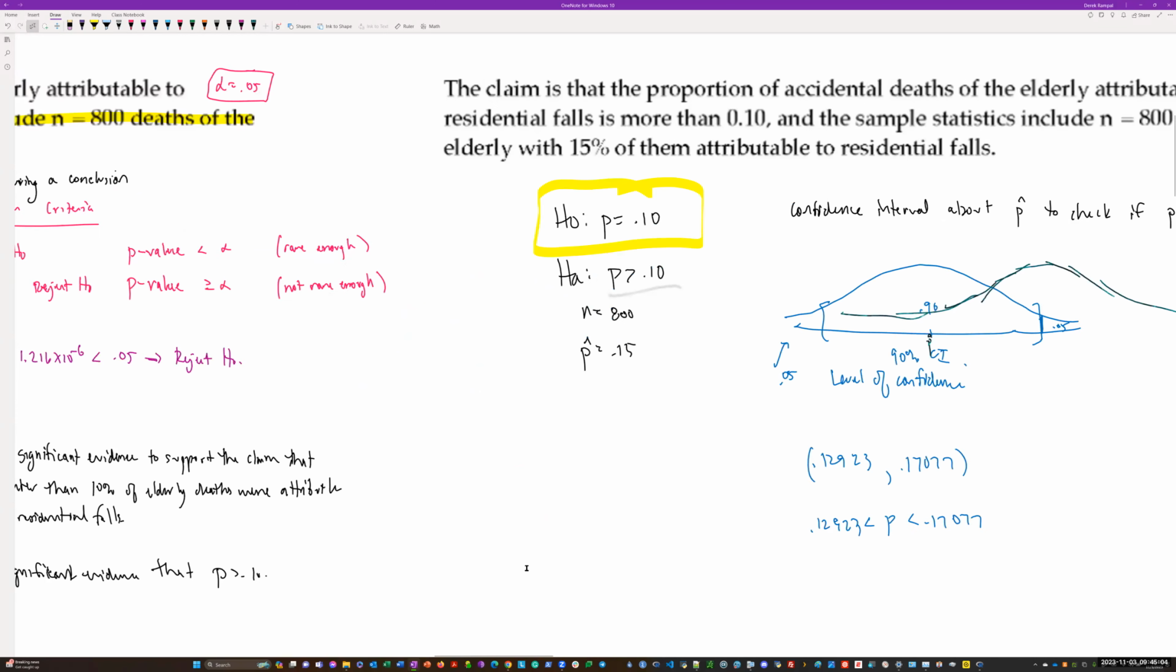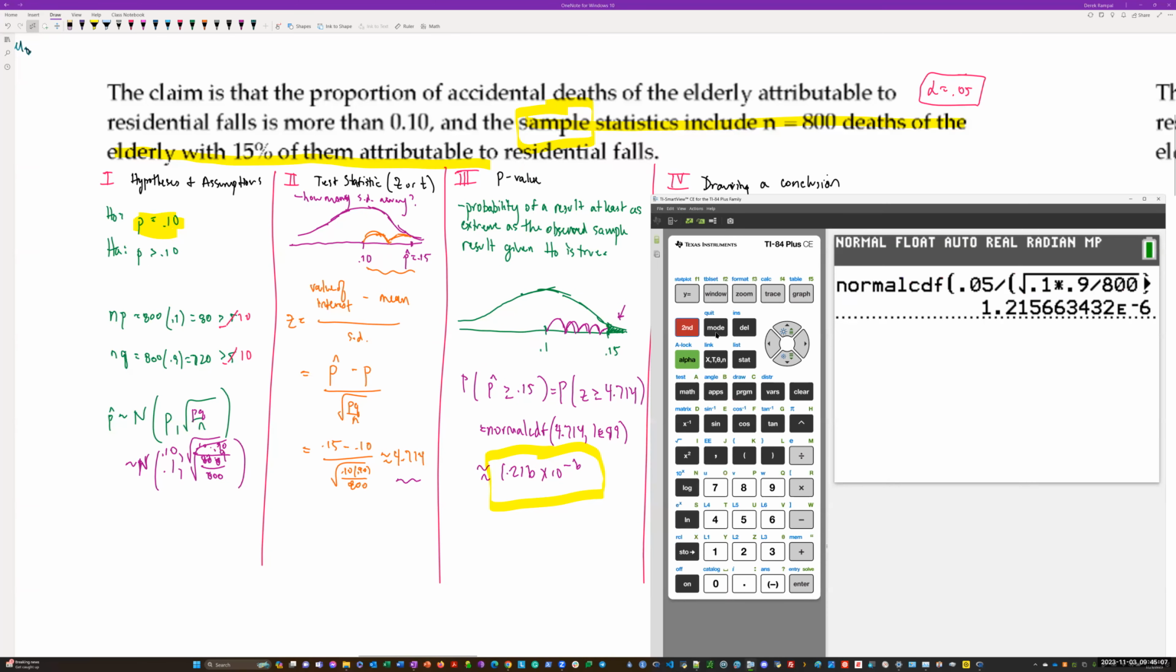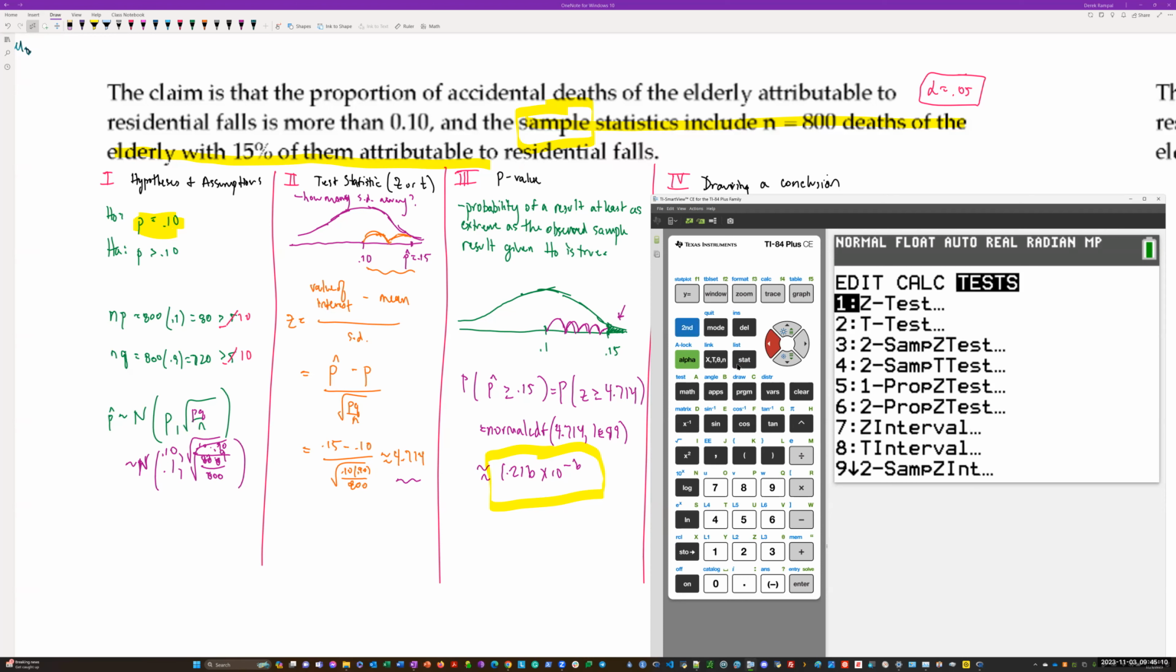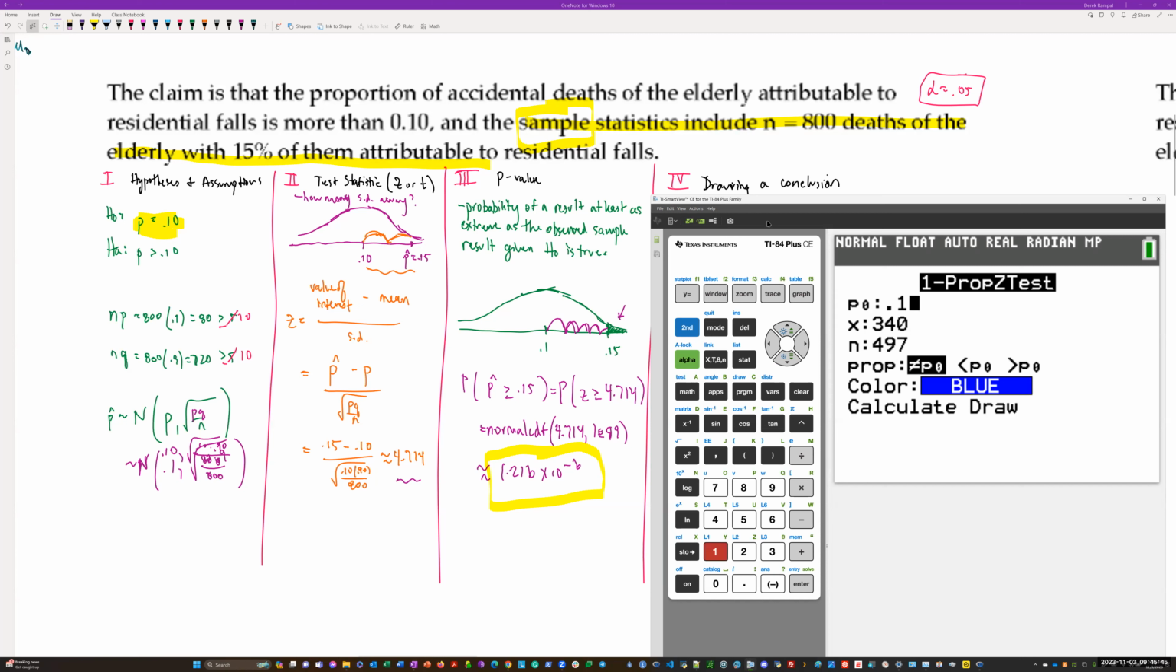All right. Let's go back for 1 second and do this with the calculator because I need to show you how easy this is. So we click tests. Which test would I pick? No, we don't have two samples. We only have one sample. So you can only choose between 1, 2, and 5. One prop, because that's proportion. You could do it with Z also, but then you have to actually type in the standard deviation. So P naught is 0.1.